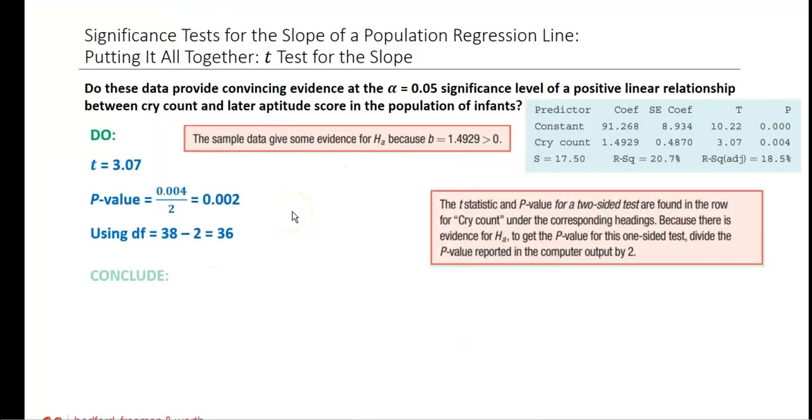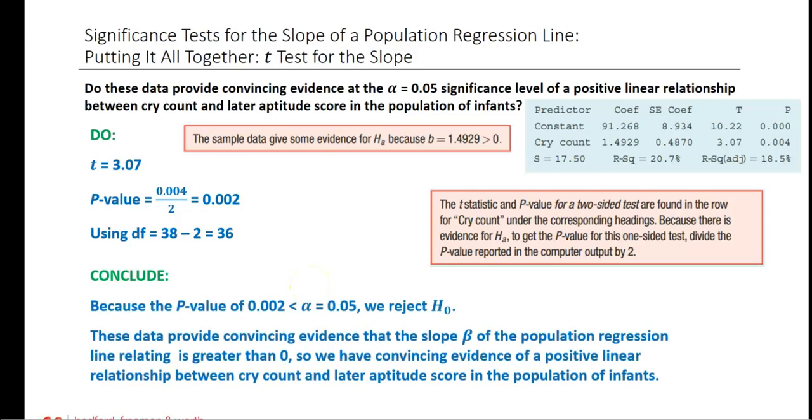Okay, so they did the shortcut, actually. So the conclusion: because the p-value of 0.002 is less than the alpha level of 0.05, we have convincing evidence that there is a positive linear relationship between crying and intelligence or aptitude, and that's what they said for that one.